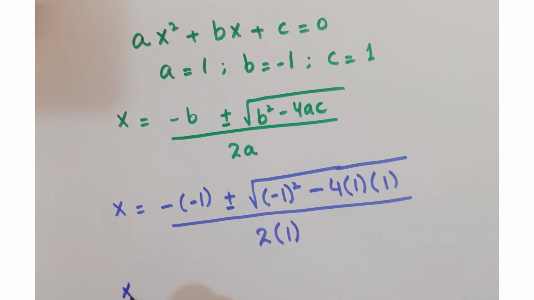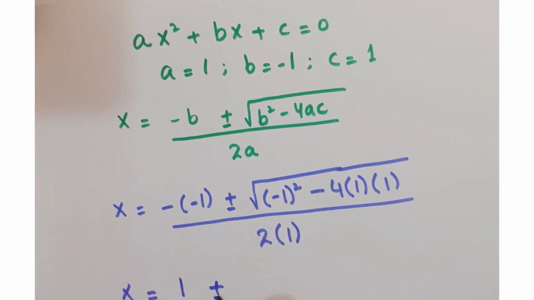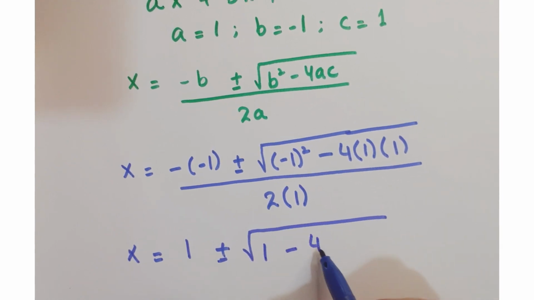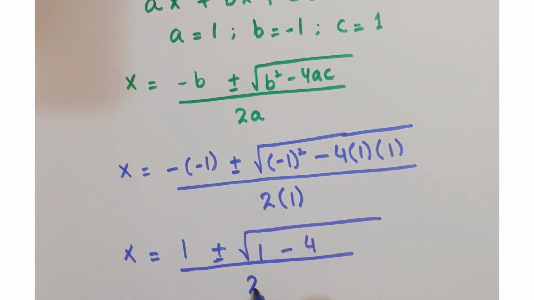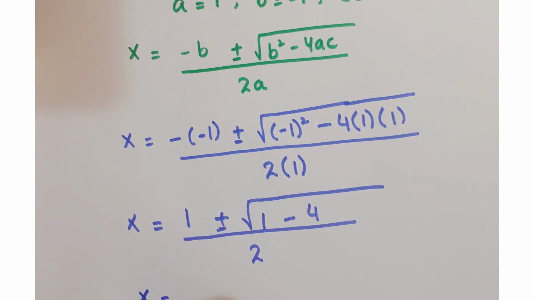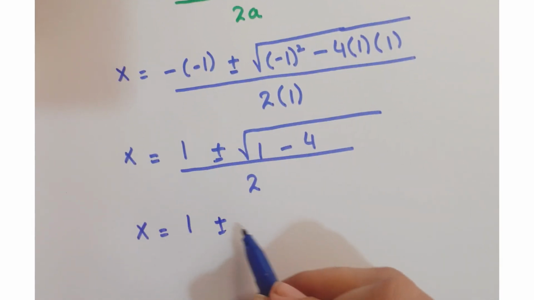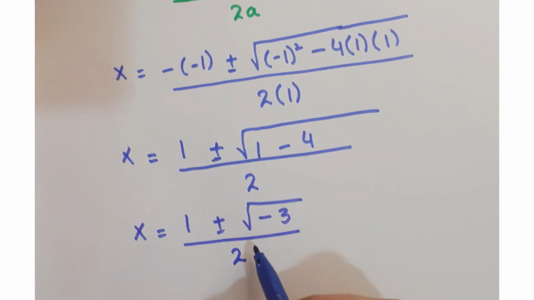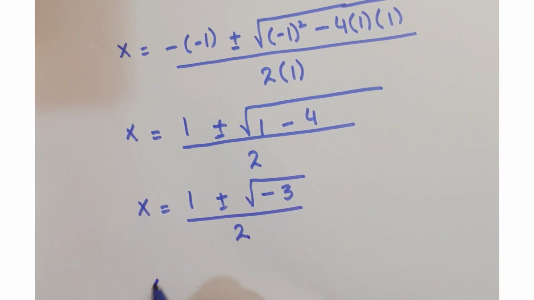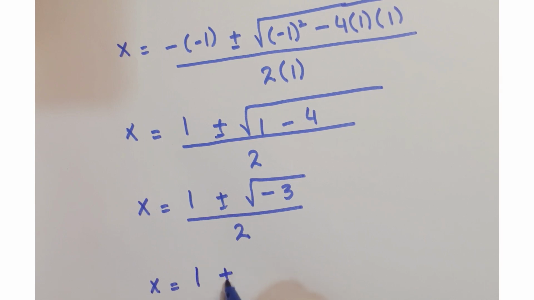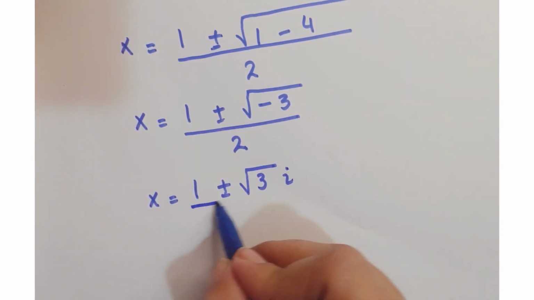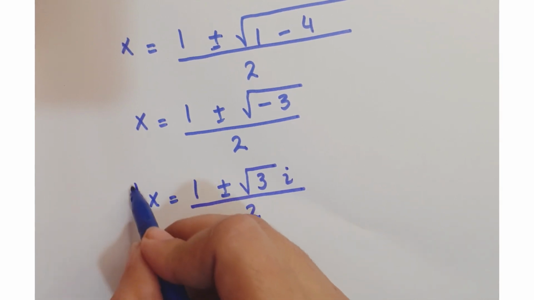Further, x is equal to 1 plus minus under root 1 minus 4 upon 2, or you can say x is equal to 1 plus minus under root minus 3 upon 2, or x is equal to 1 plus minus under root 3 i upon 2.